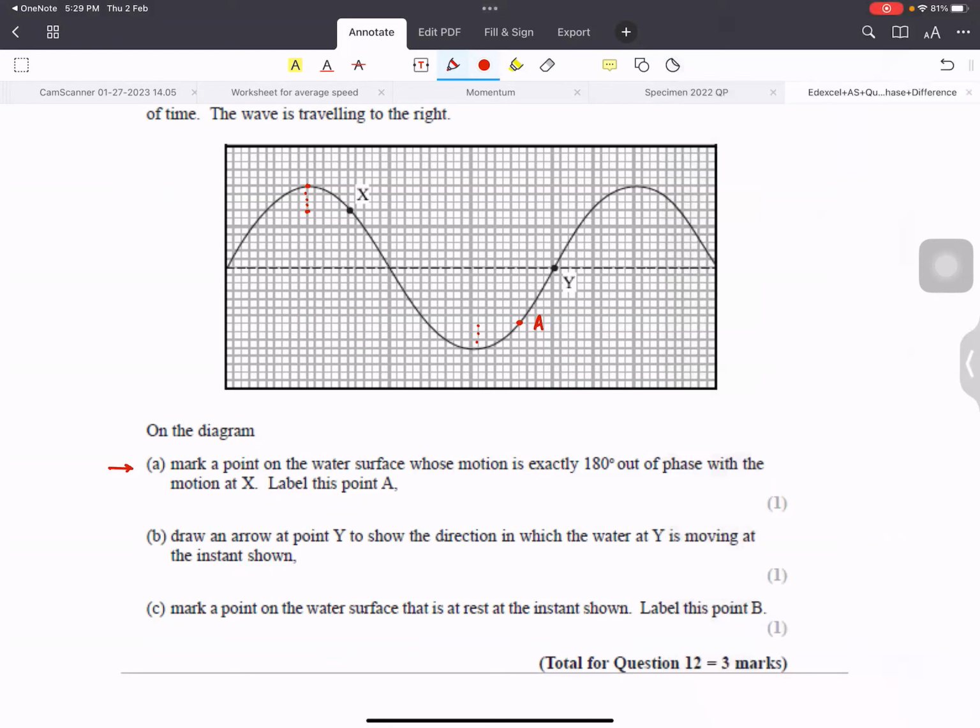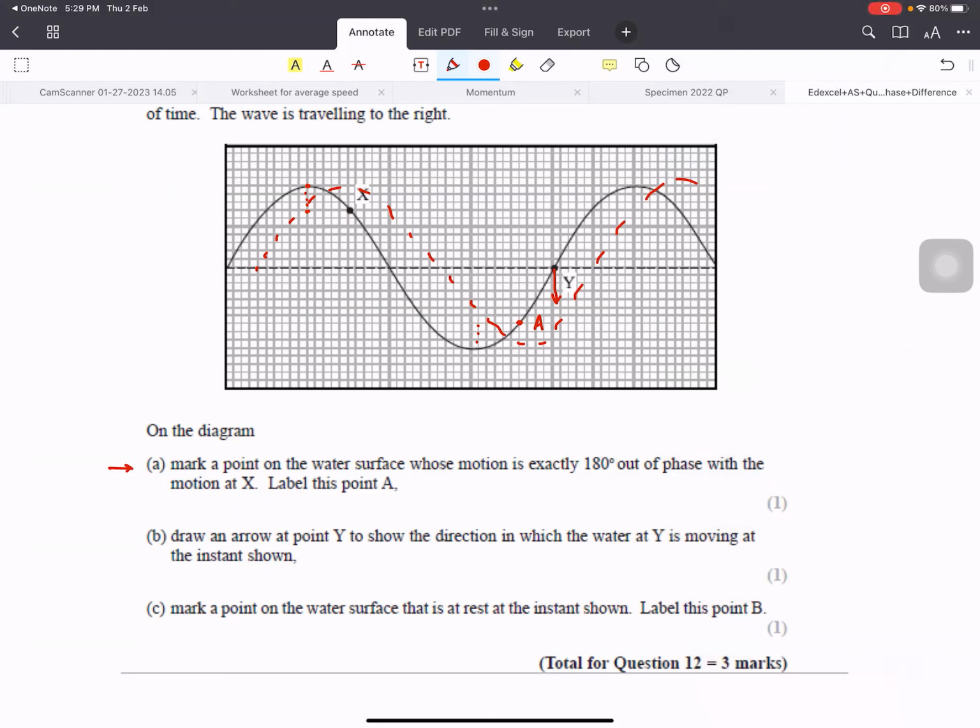Okay, now Ikra, it says draw an arrow Y to show the direction of water moving at the instant shown. Okay, so now again, if you draw a wave like this, right? So it's going to go up. So definitely Y is going to go down. Do you understand? Yeah.